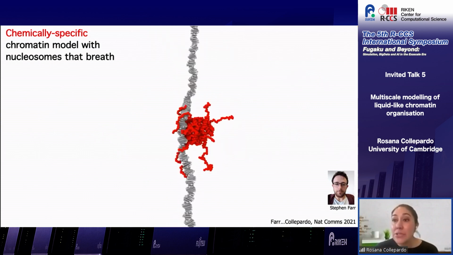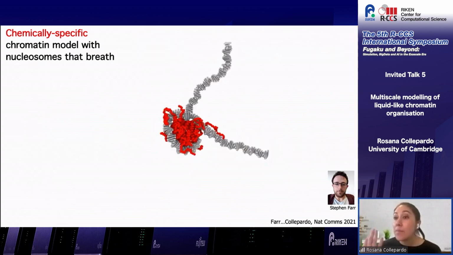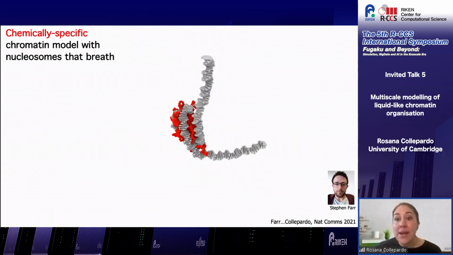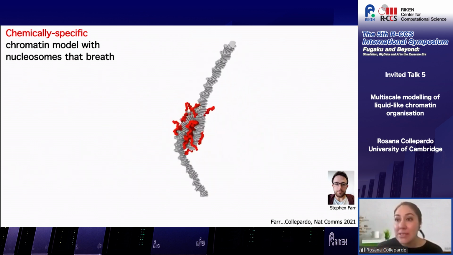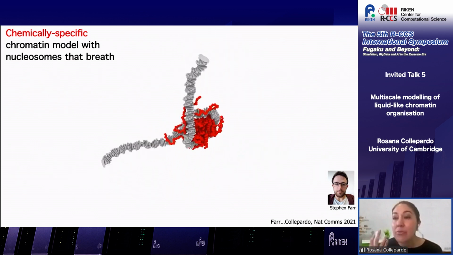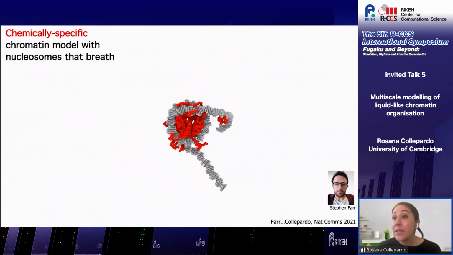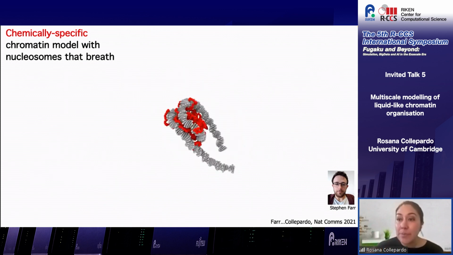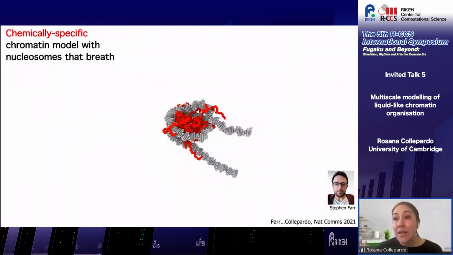Now, my student Steve, shown here in the slide, developed a coarse-grain model to accomplish considering all the features that I just mentioned. In his model, a few of the key ingredients is that all the amino acids are represented explicitly with one bead per amino acid, and all the DNA base pairs are represented explicitly, and the sequence-dependent mechanical properties of the DNA are captured, modeled from the atomistic to the coarse-grain model.